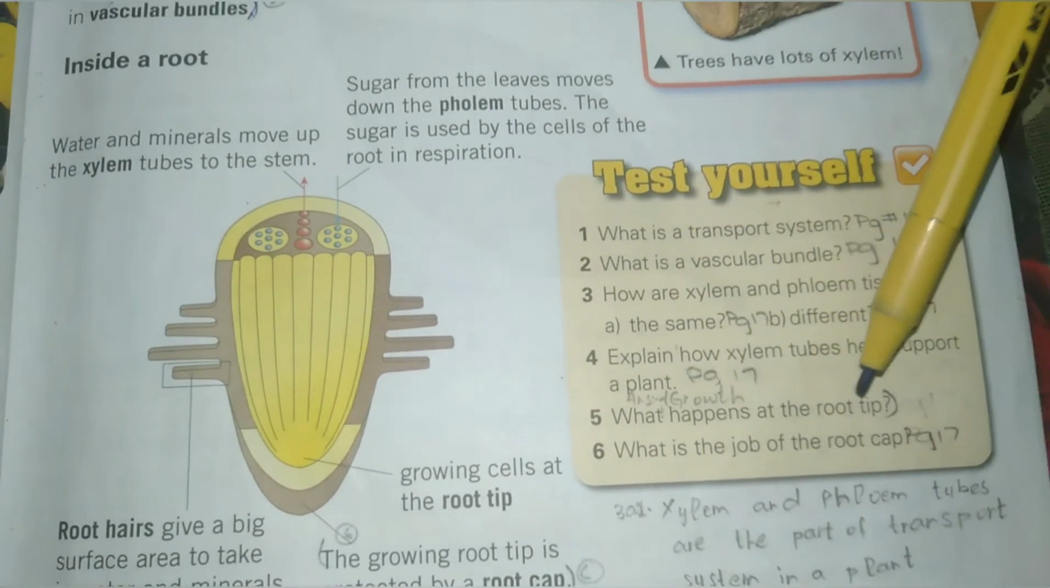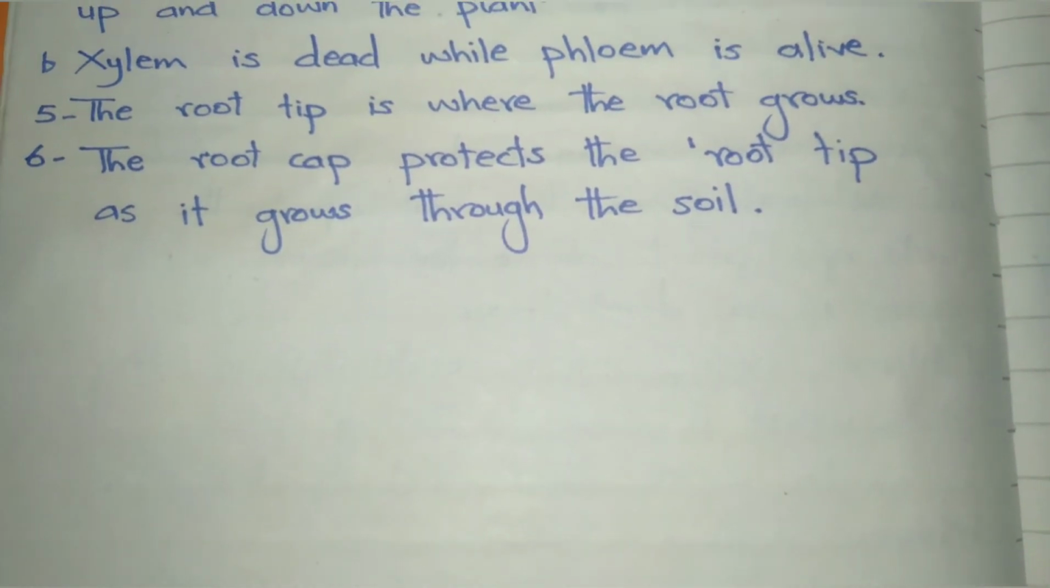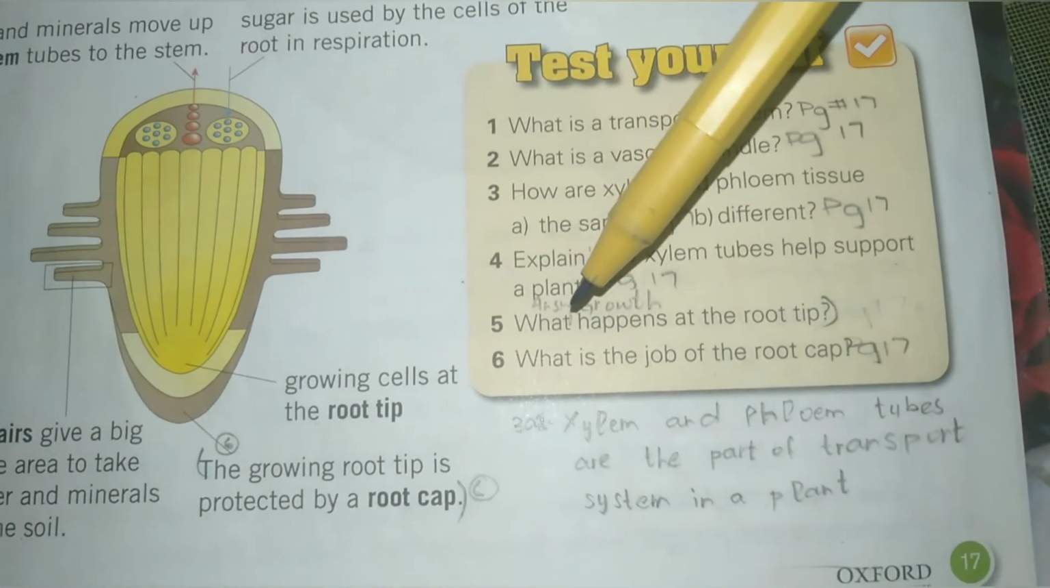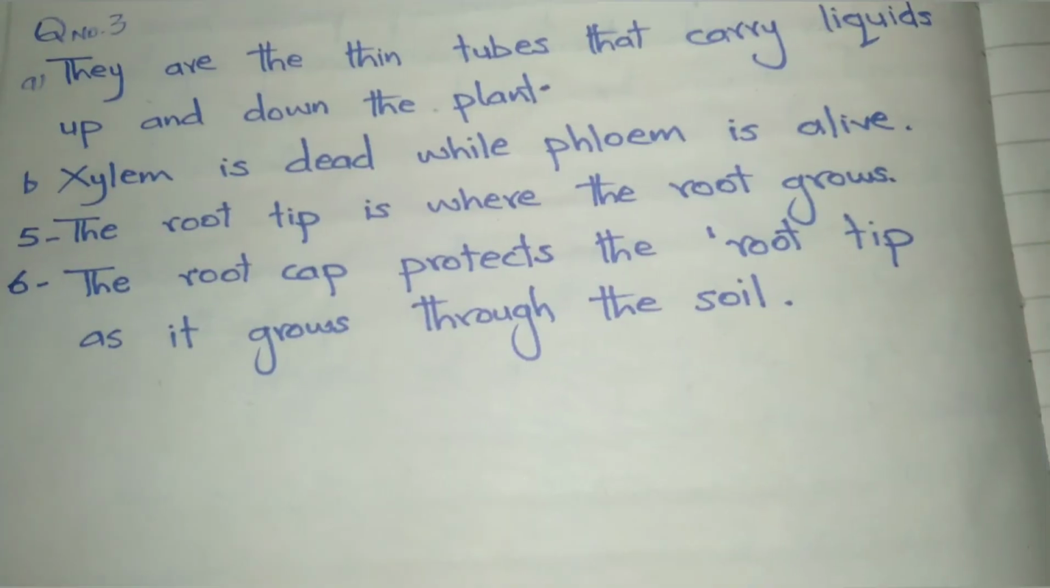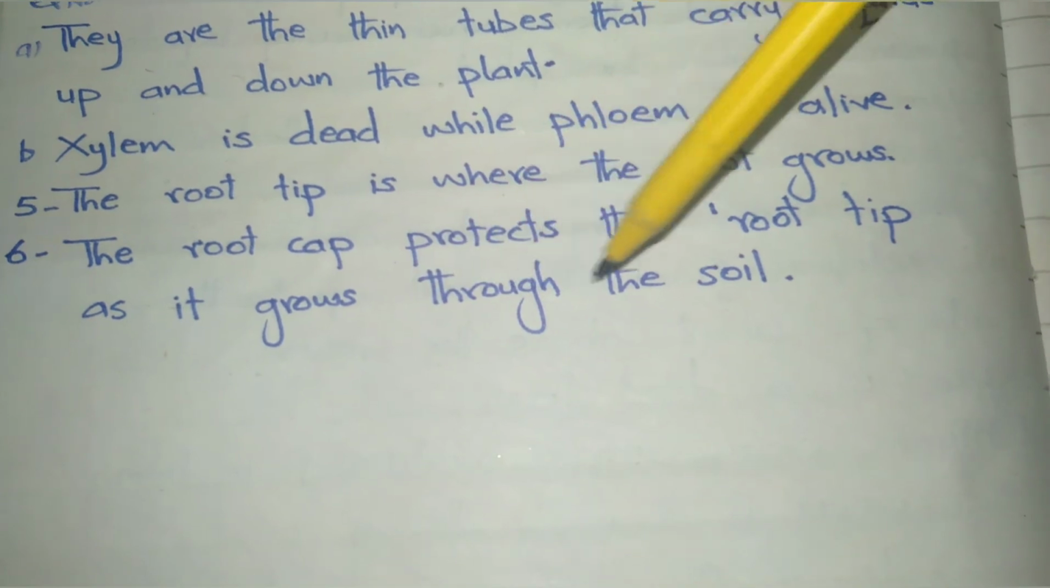Question number 5. What happens at the root tip? The answer is, root tip is where the root grows. Question number 6. What is the job of the root cap? The answer is, root cap protects the root tips as it grows through the soil.